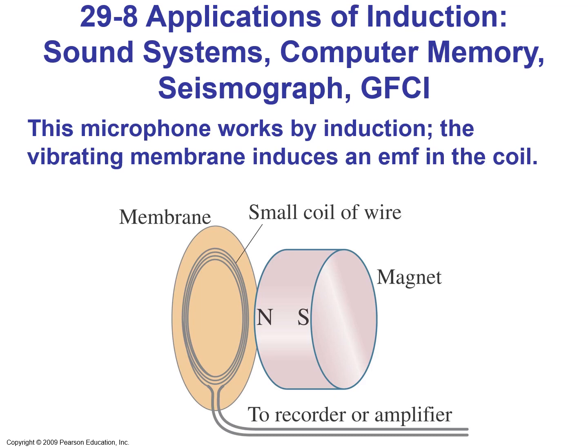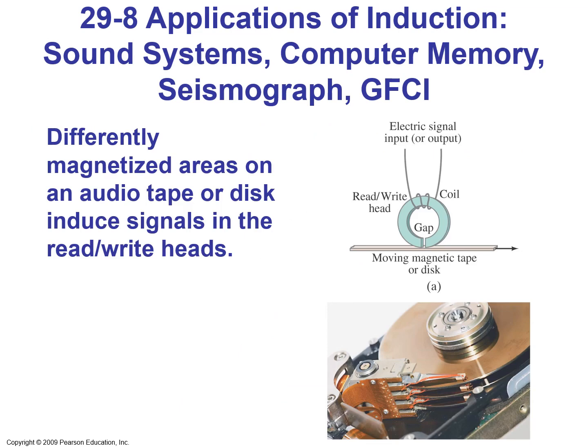So here we have a magnet that is close to a membrane with a small coil of wire. And as the sound wave hits the membrane, a current will be induced in the coil and will be sent to the recorder or amplifier. Differently magnetized areas on an audio tape or disc induce signals in the read or write heads.